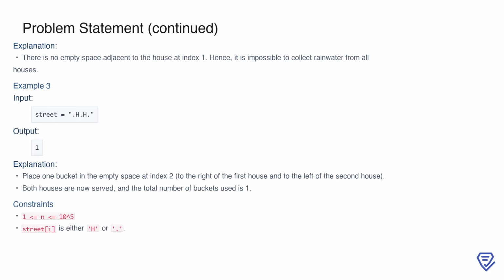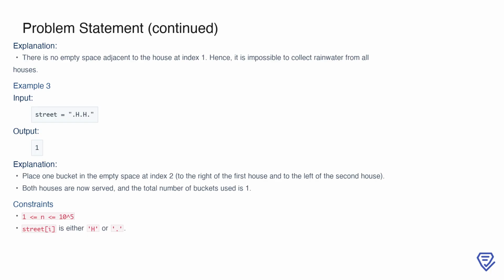Now, let's look at another example. If the input is street equals .H.H, the solution is to place a single bucket in the empty space at index 2. This bucket will serve both the house at index 1 and the house at index 3, as it is adjacent to both. This efficient placement minimizes the bucket count to 1, which is our final output.